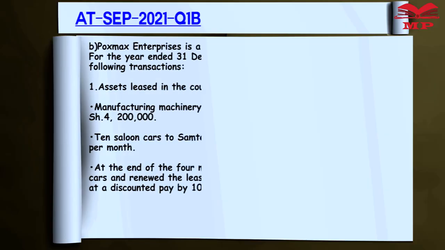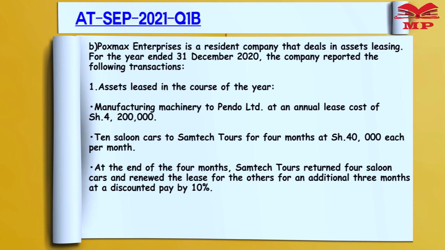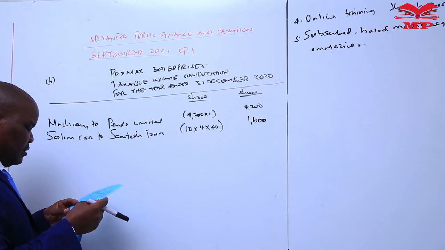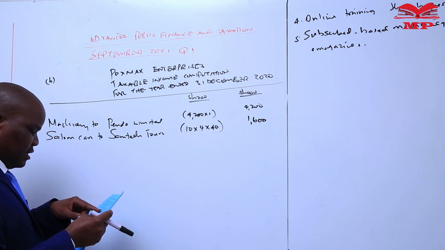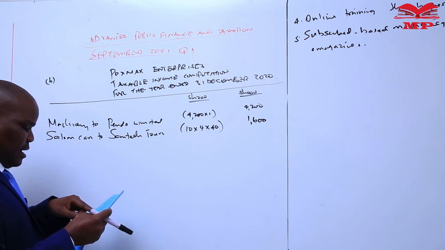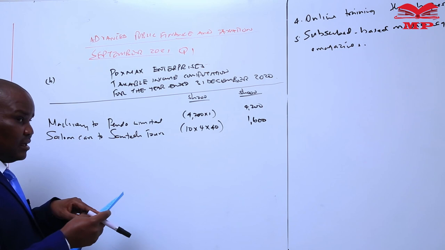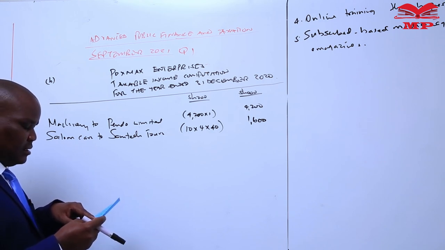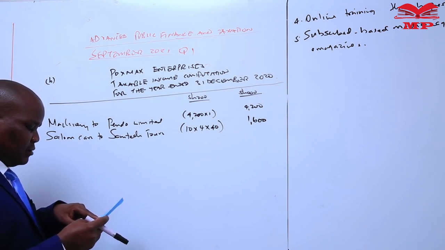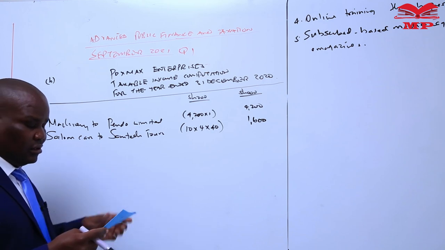Next we have, at the end of the 4 months, Samtec Tours returned 4 saloon cars and renewed the lease for the others for an additional 3 months at a discounted pay by 10%. So you have to be very keen. Boxmark Enterprises had leased out 10 saloon cars to Samtec Tours. Now we are told Samtec Tours returned 4 out of the 10 and renewed the lease for the others. How many were the others? We simply do 10 minus 4, that is 6, for an additional 3 months at a discounted pay by 10%. In other words, in the second lease agreement, Samtec Tours was given a discount, paying 90% of the original charges.